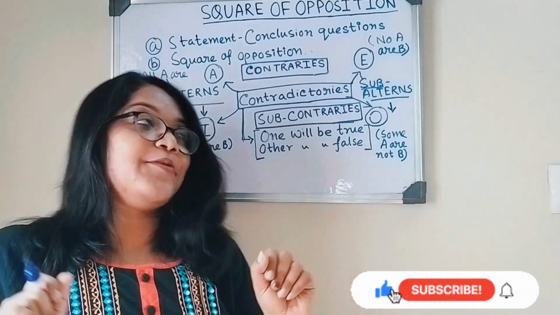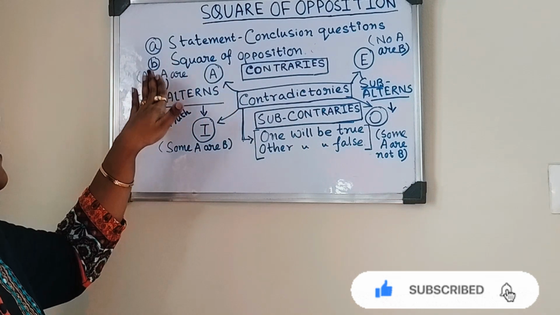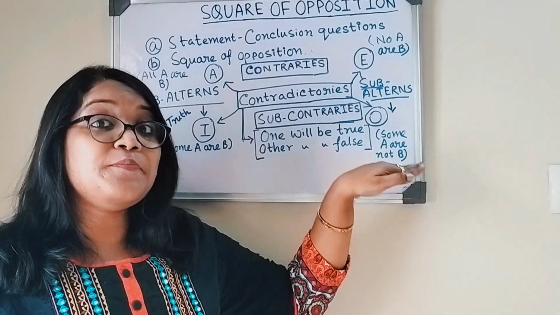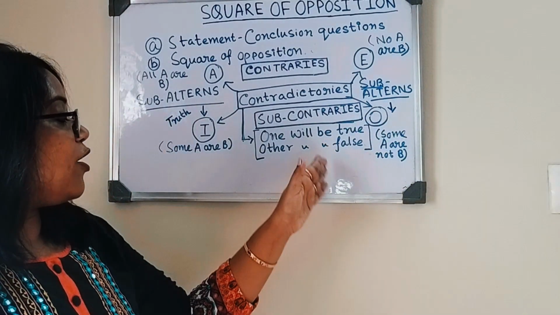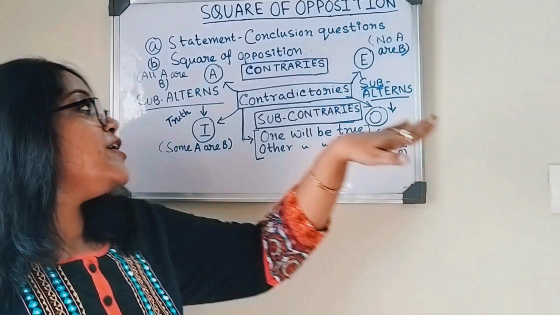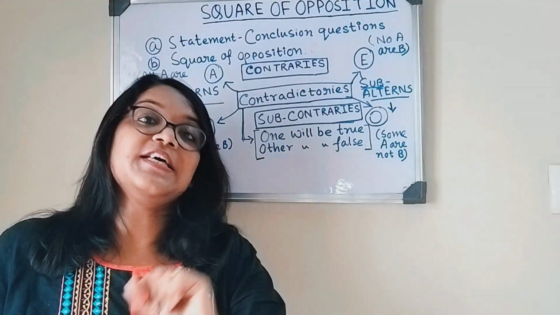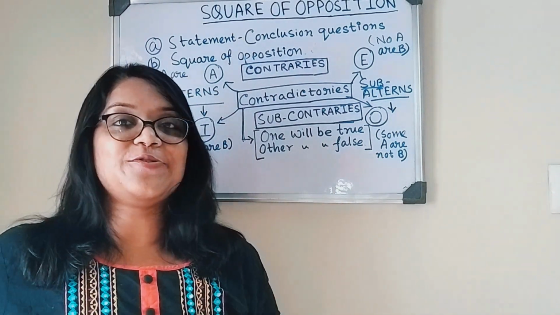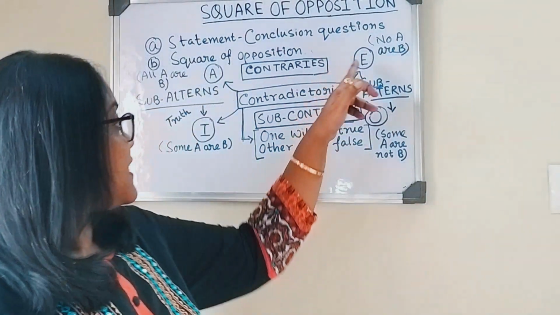I think this is clear. So, for example, we can say if "All A are B" is true, then "Some A are not B" will definitely be false. On the other hand, if "Some A are not B" is true, then "All A are B" will definitely be false, because they cannot be true together and cannot be false together. So this is applicable to the other pair, that is E and I.